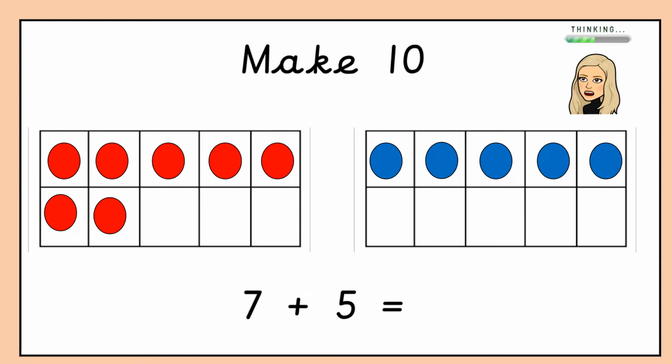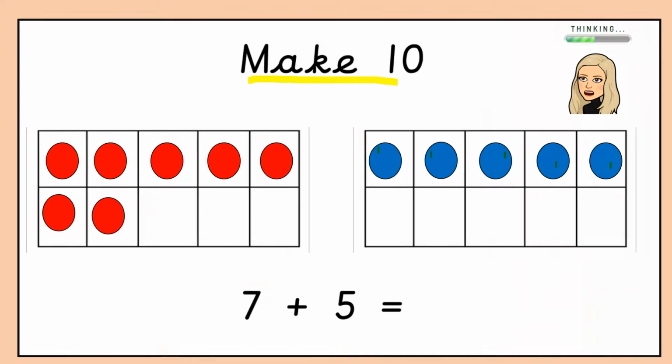So we can see the number sentence here, 7 add 5 is equal to. Now we know that we could start at 7 and count on 8, 9, 10, 11, 12. But we have been focusing on a more efficient strategy called Make 10. So I want to see if you can remember that strategy from 2 days ago. Have a go at writing this number sentence and working out the answer. Once you have done so, press play and we'll go through it together.